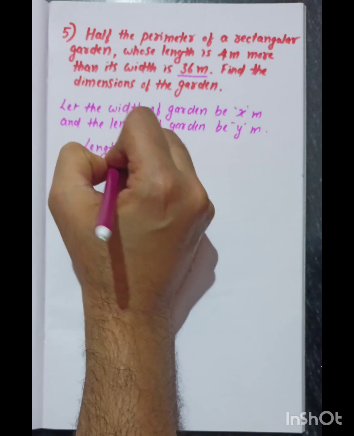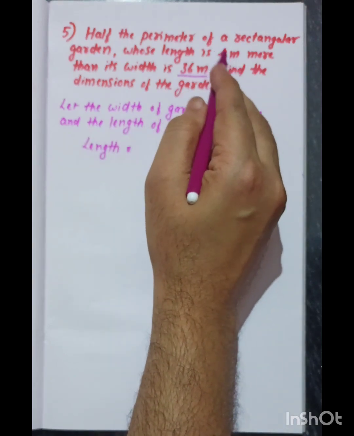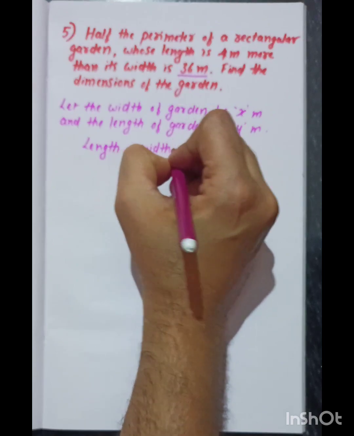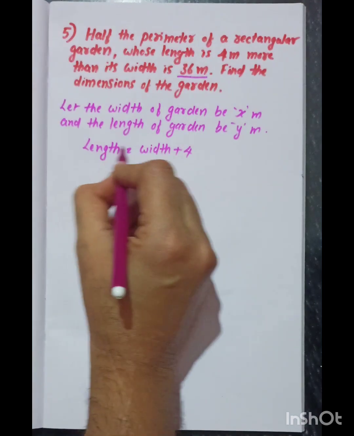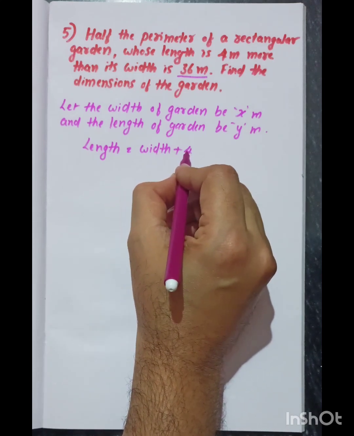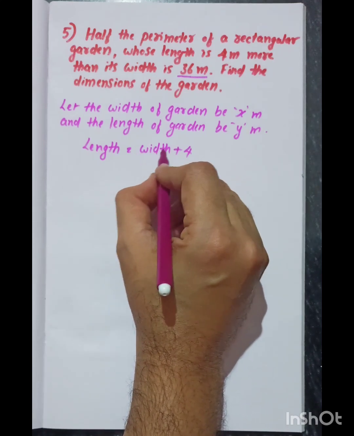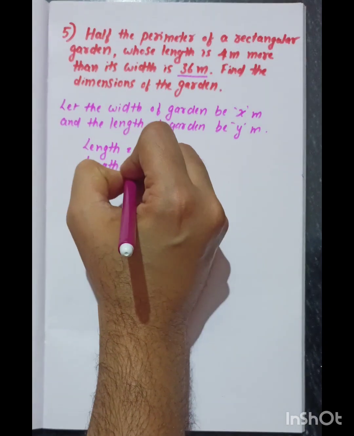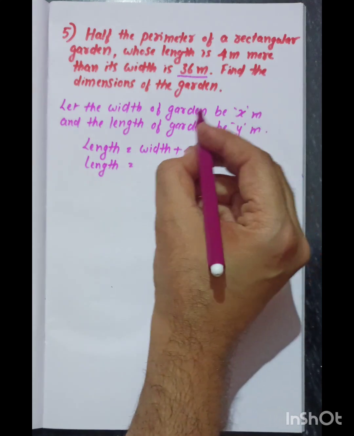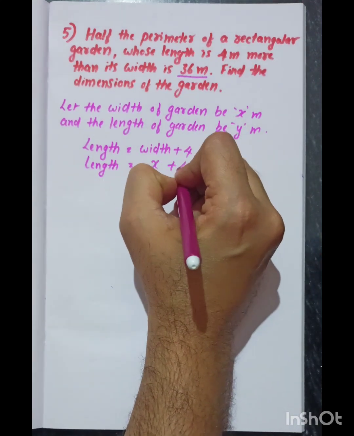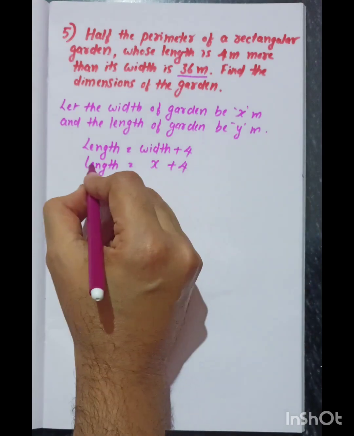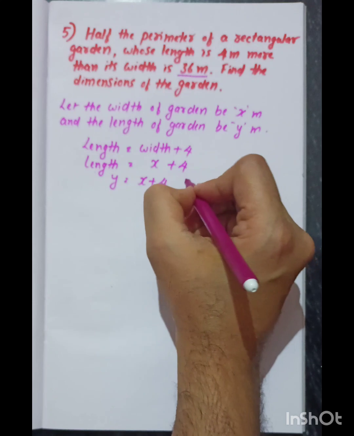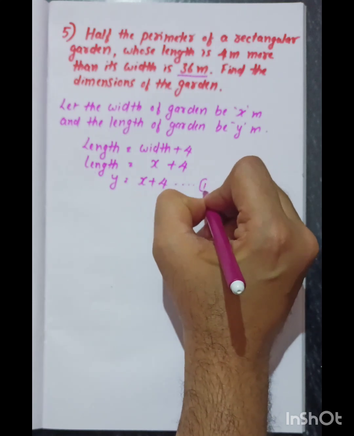Length equals width plus 4, as length is 4 meters more than width. Then again we can write like this, length equals width, which is taken as x, plus 4, and the length is taken as y, so here length is y equals x plus 4. Take it as equation 1.